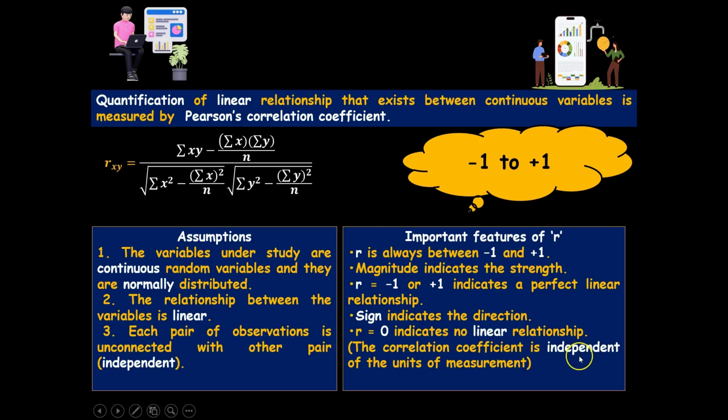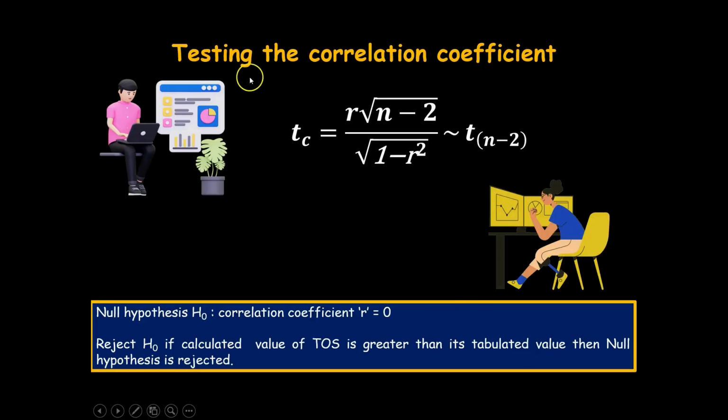The correlation coefficient is independent of units of measurement. Now, how are we going to test the significance of the correlation coefficient? We will use a traditional t-test, which is equal to r multiplied by the square root of n minus 2, divided by the square root of 1 minus r squared. Here r is the correlation coefficient between two variables, and it always follows n minus 2 degrees of freedom.